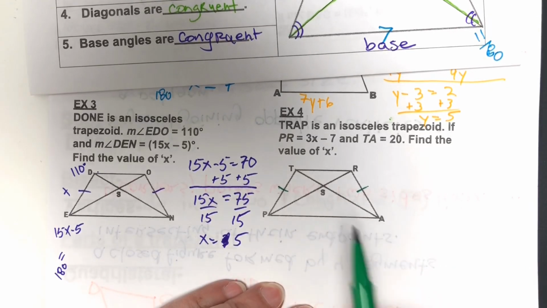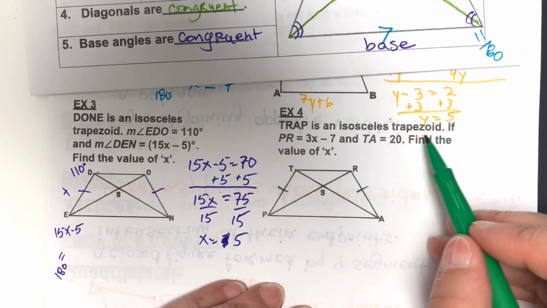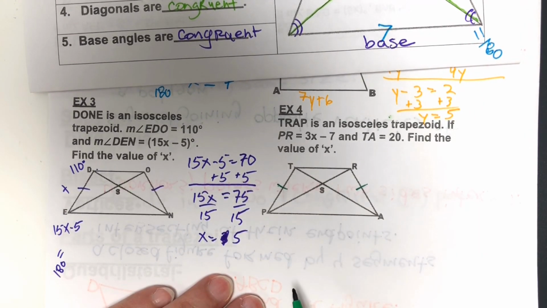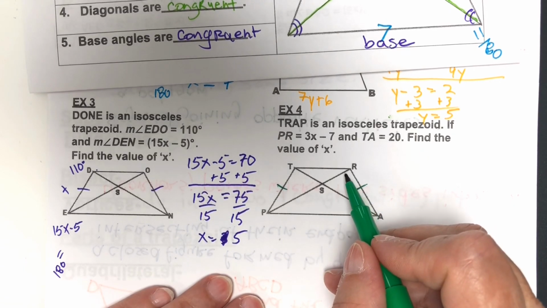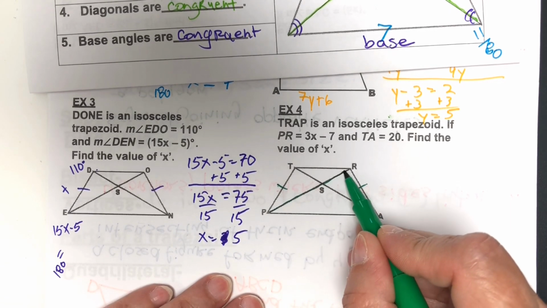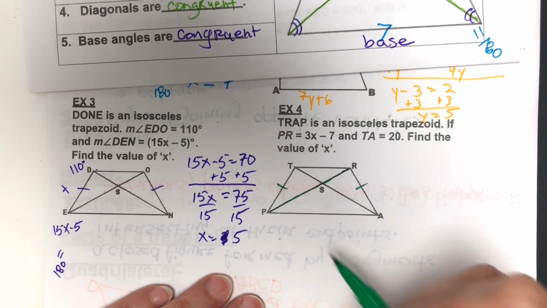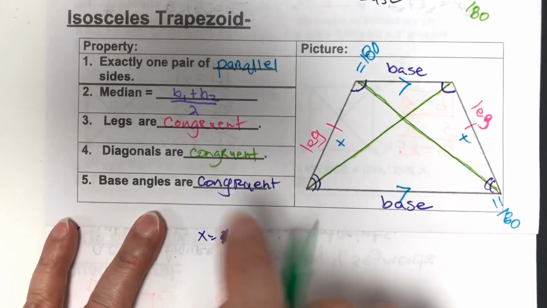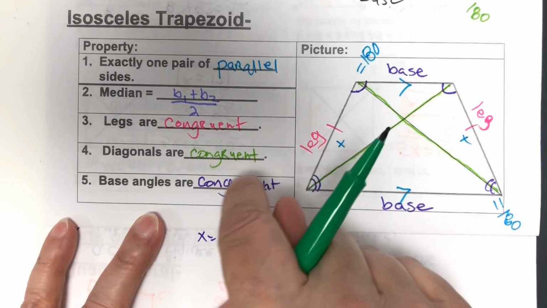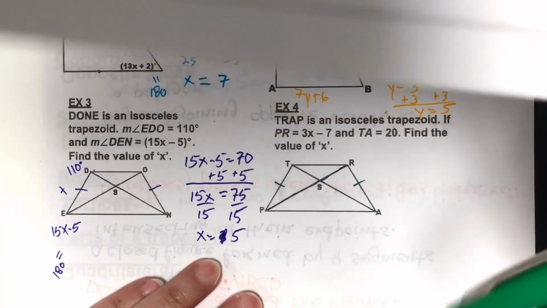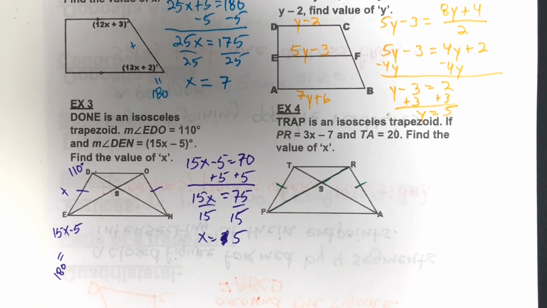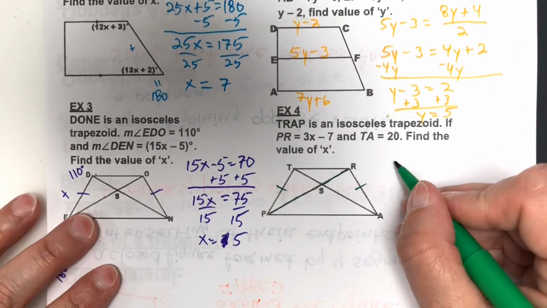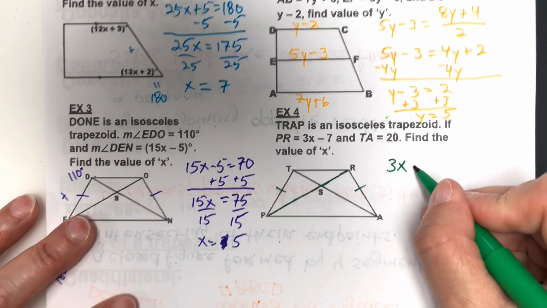Okay, do I really need to know it's isosceles this time? Isosceles trapezoid. If PR, where's PR? PR, oh, that's a diagonal. And TA. They give me PR and TA. My diagonals. Diagonals are congruent for an isosceles trapezoid. Did have to know this one was isosceles. So diagonals are congruent. These are my two diagonals. So I just set those equal, okay? So no, the trap was not a trap.